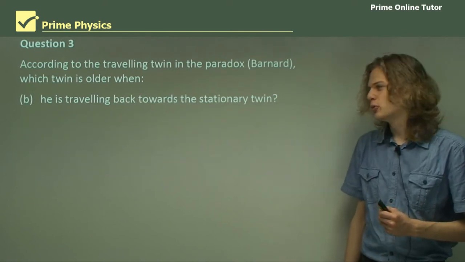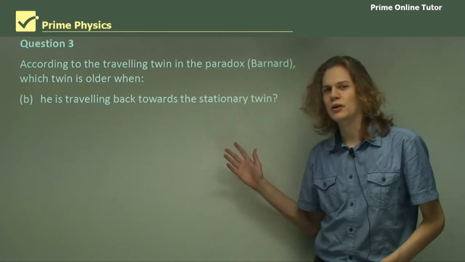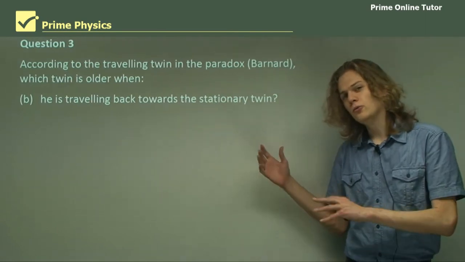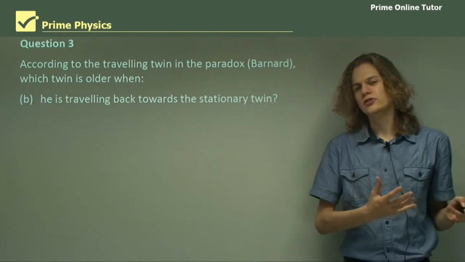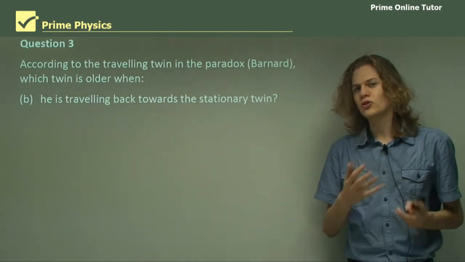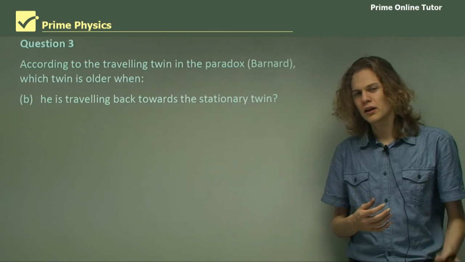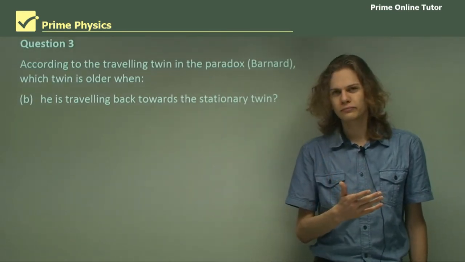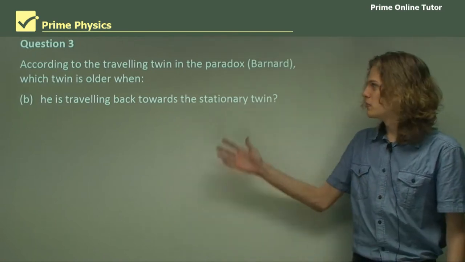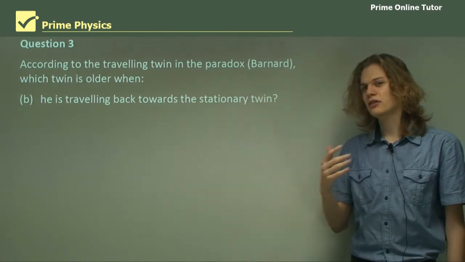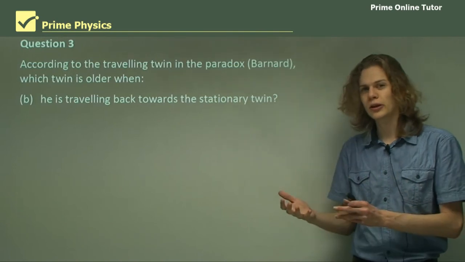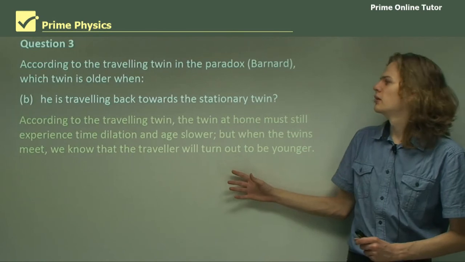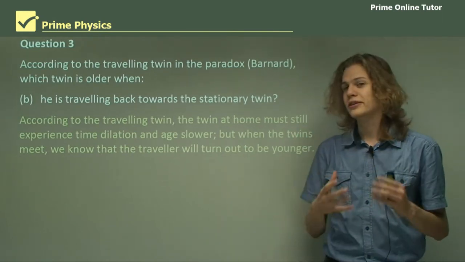So which twin is older when Barnard is travelling back towards the stationary twin? Now in this case, we know what the final state is going to be, right? We already know the resolution to the paradox. We have to end up with Barnard being younger and Gaia being older, right? But if Barnard is travelling at constant speed, that means Gaia is time dilated and ages more slowly. So according to the travelling twin, the twin at home must experience time dilation and age slower.